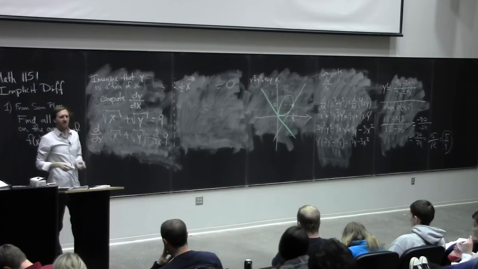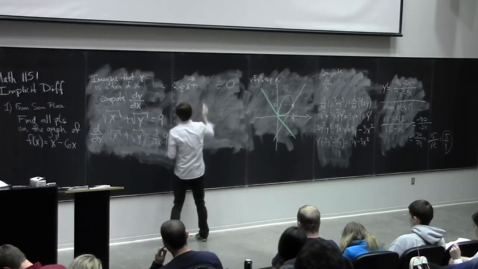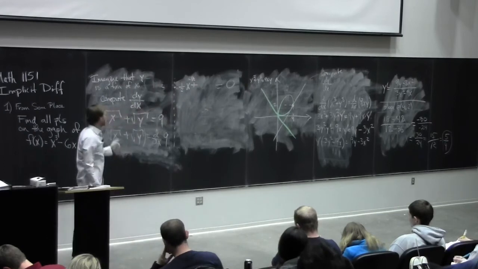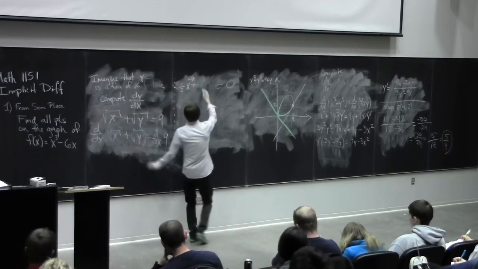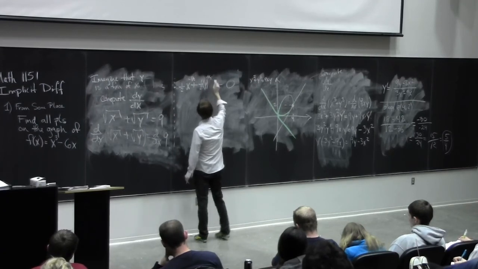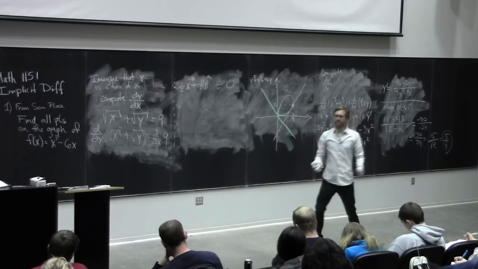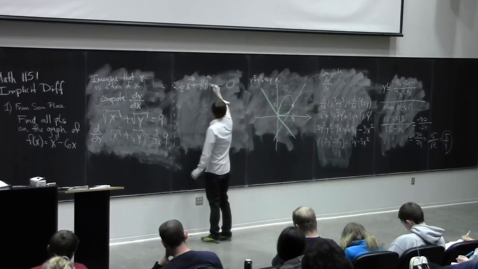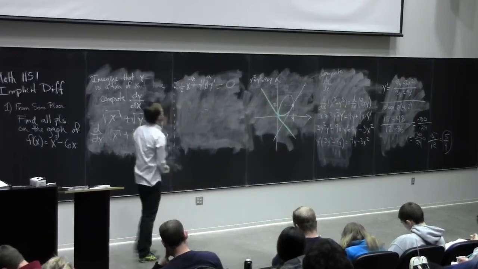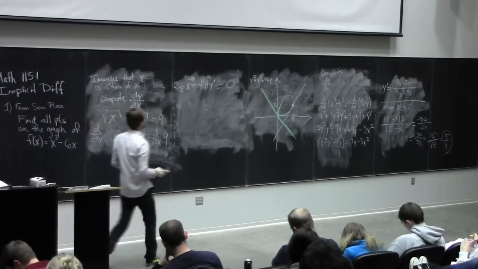Or 1 over 2 square root of x. But I'm just a simple person. And then the derivative of this is going to be 1/2 y to the minus 1/2 times y prime, just like in the chain rule, times y prime. Exactly like in the chain rule.